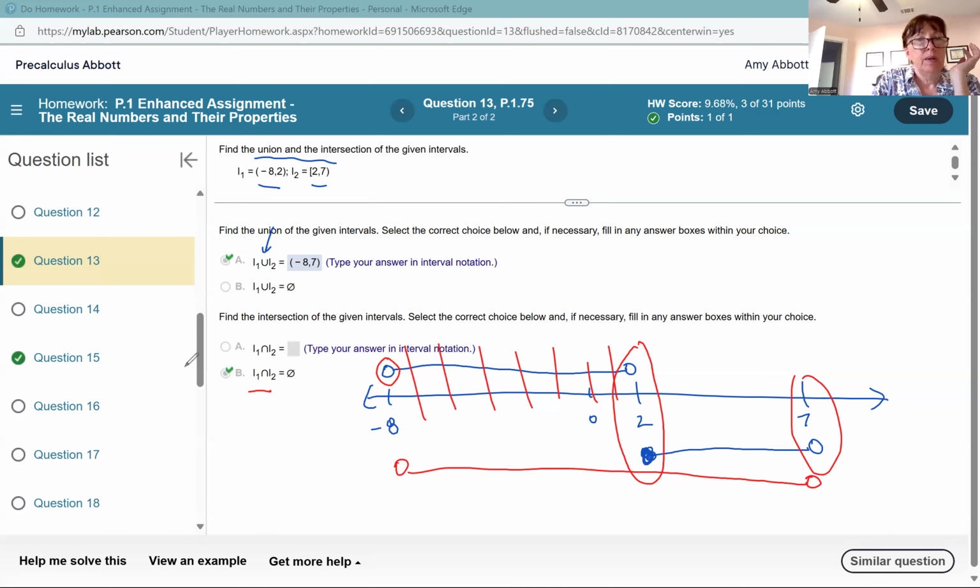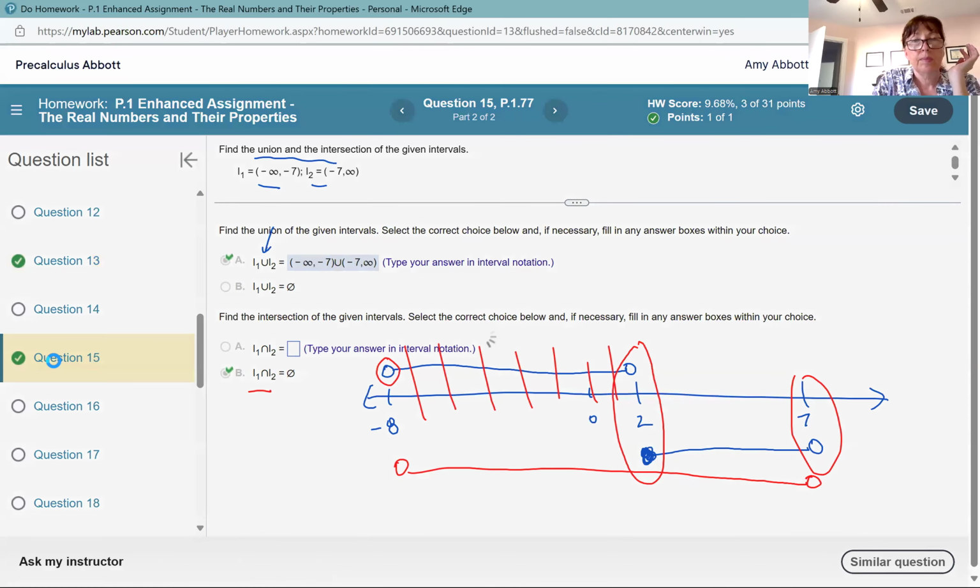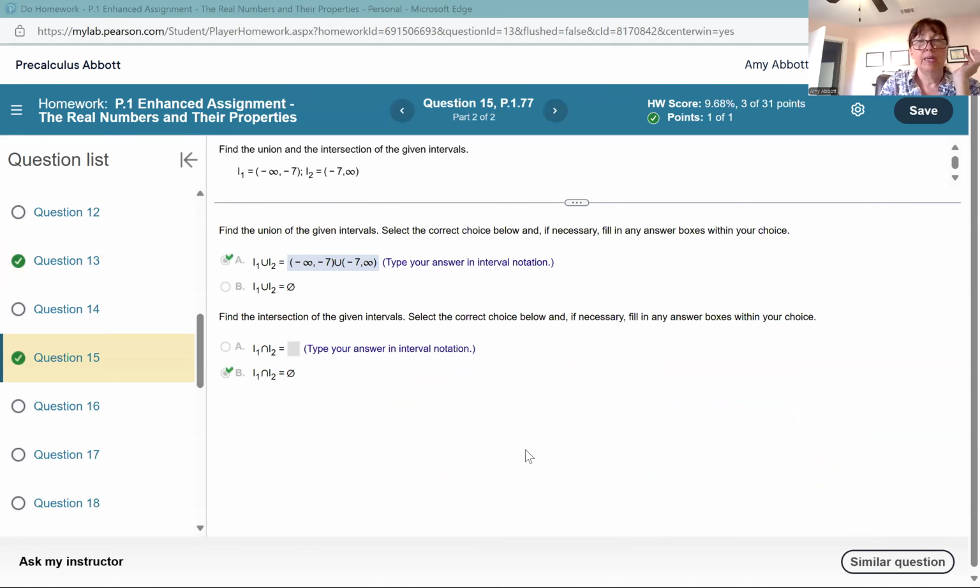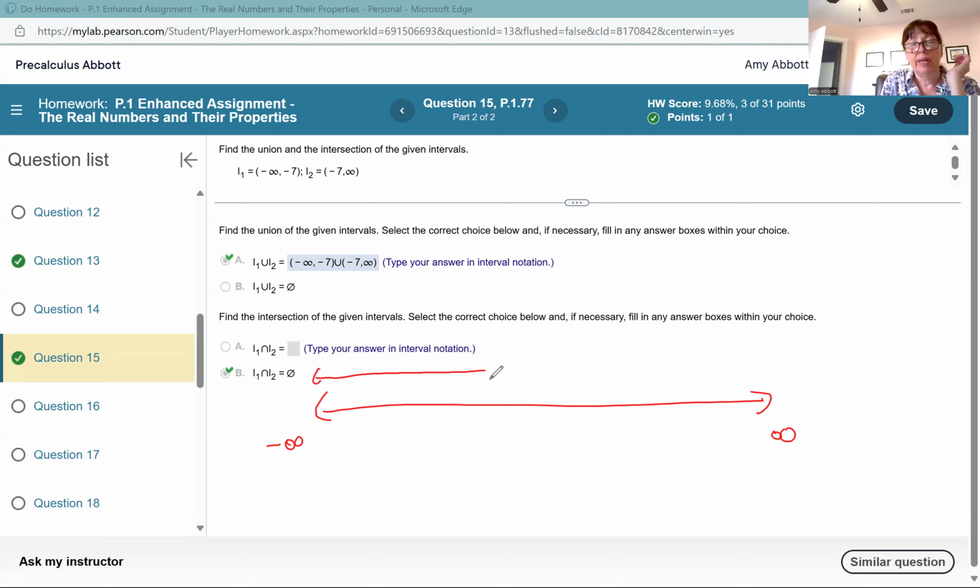All right, and the next one was number 15. Again, I would draw it. So on the left, you've got negative infinity, and on the right, you're going to positive infinity. And so we have the set negative infinity up to the number -7. And again, -7 is not in the set. It goes up to it, but doesn't include the -7. And then we have the set -7 to positive infinity.